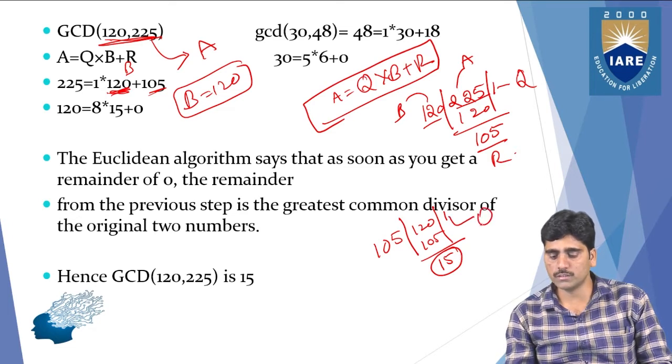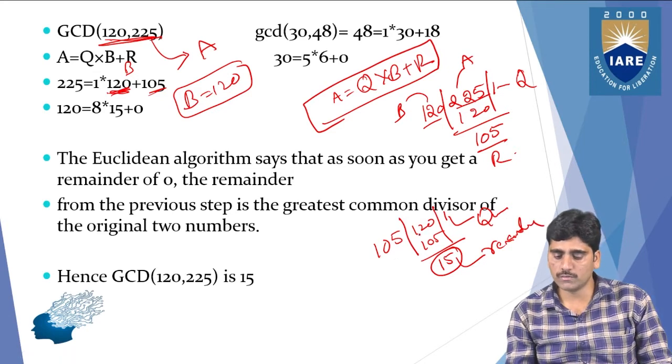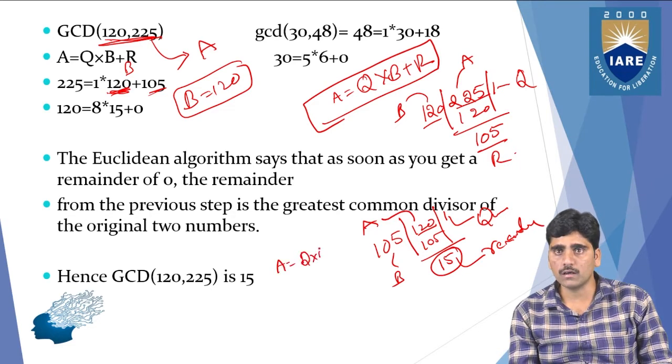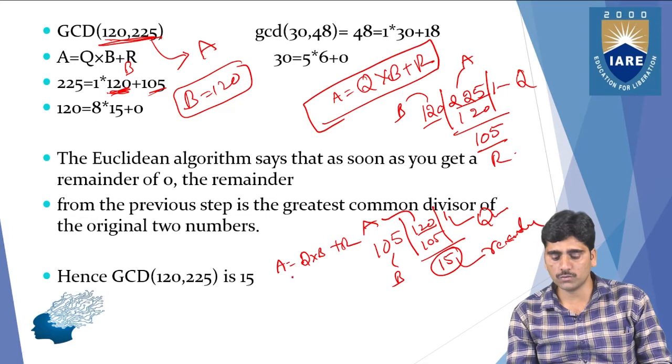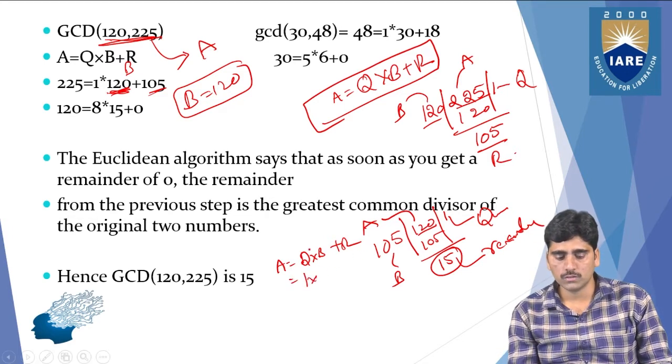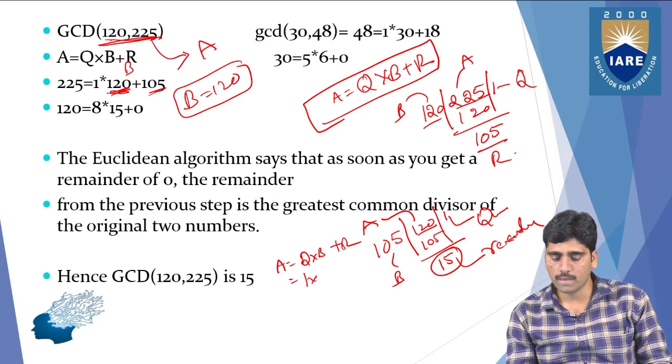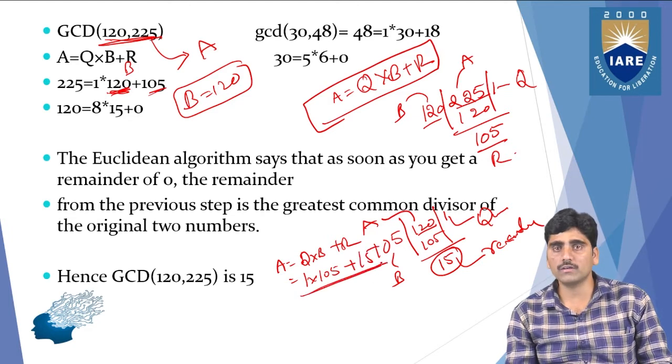This is the coefficient and this is the remainder, right? So this is the value of 120, that is the A value, and this is the B value. We need to make sure that A equals Q into B plus R. So here you will get Q is nothing but 1 into B, so B is 105, plus the remainder, which is 15. So 15 you need to get, right?